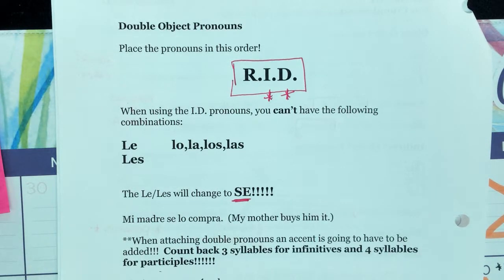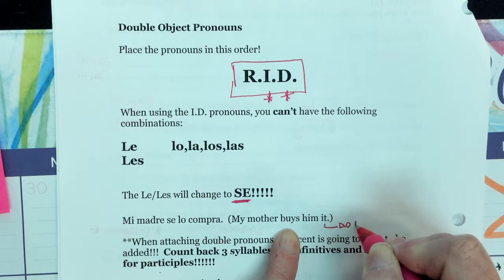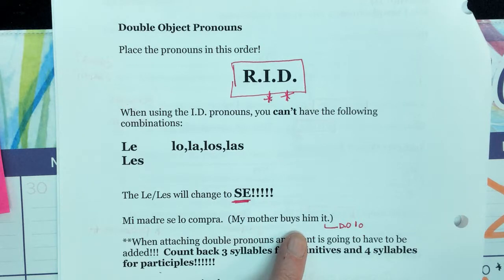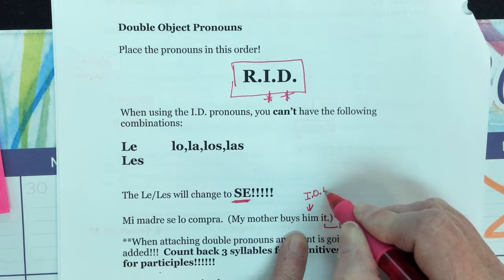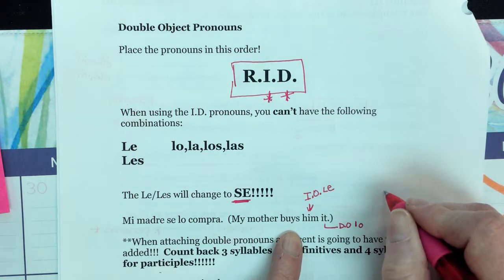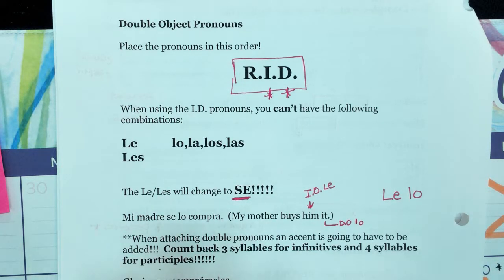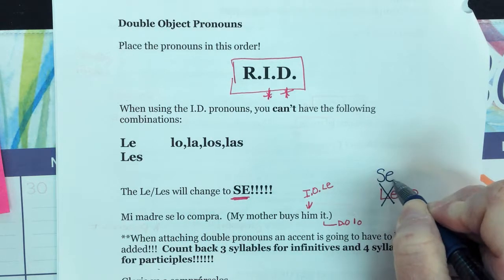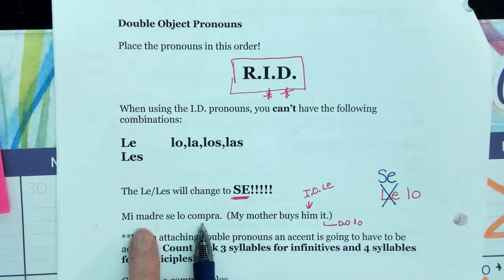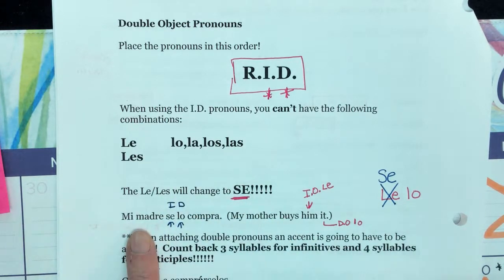So my mother buys him it. My mother buys what? It. That's my direct object. Since we don't know what it is, we're going to put lo. My mother buys it for whom? Him. Him is my indirect object. It would be le. So I would have a combination according to RID, le lo. That's not going to work. So what they do is they change the le to se. So my sentence is one verb, they go before, mi madre se lo compra. And here I have my indirect and my direct. ID. Okay.